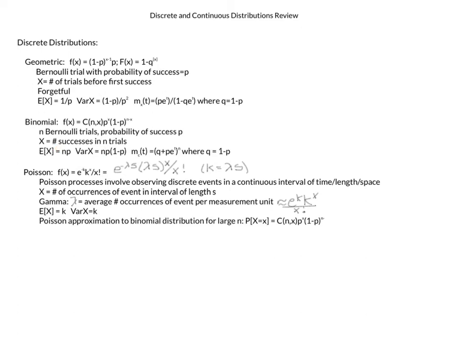The last discrete distribution we will look at is Poisson. So the Poisson process involves observing discrete events in a continuous interval of time, length, or space. And our random variable x is going to be the number of occurrences of events in the interval of length s. So an example of a Poisson process is that we might go outside for an hour and count the number of cars we see pass on the road in front of the house. So the discrete event is a car passing by. And we might set our time length to be 1 hour. And then, again, x, we'll just count how many times we see a car go by.